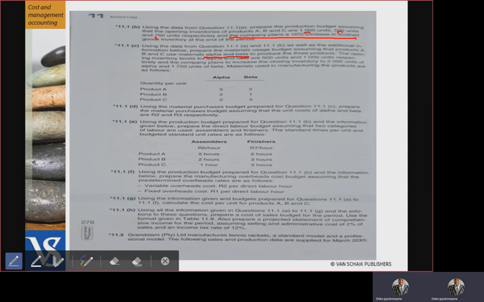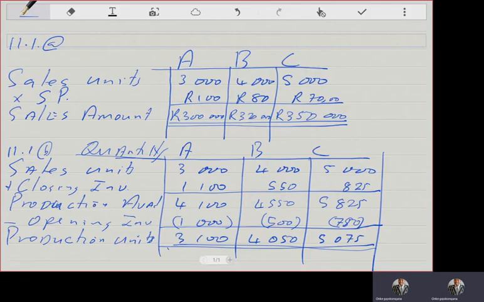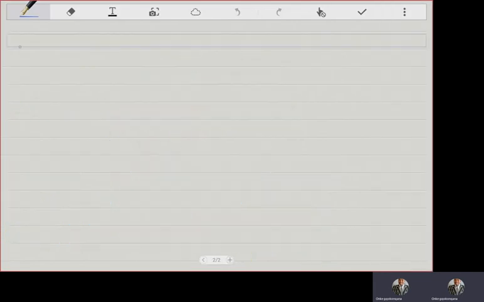So you need to be very careful here, because it means that you need firstly to do the collection of your material, so the material required. That's what you have to work out first before you can add your closing and minus your opening. So that's what you need to do. All right, let's get on and see how we are going to do this raw material budget, which is 11.1C.